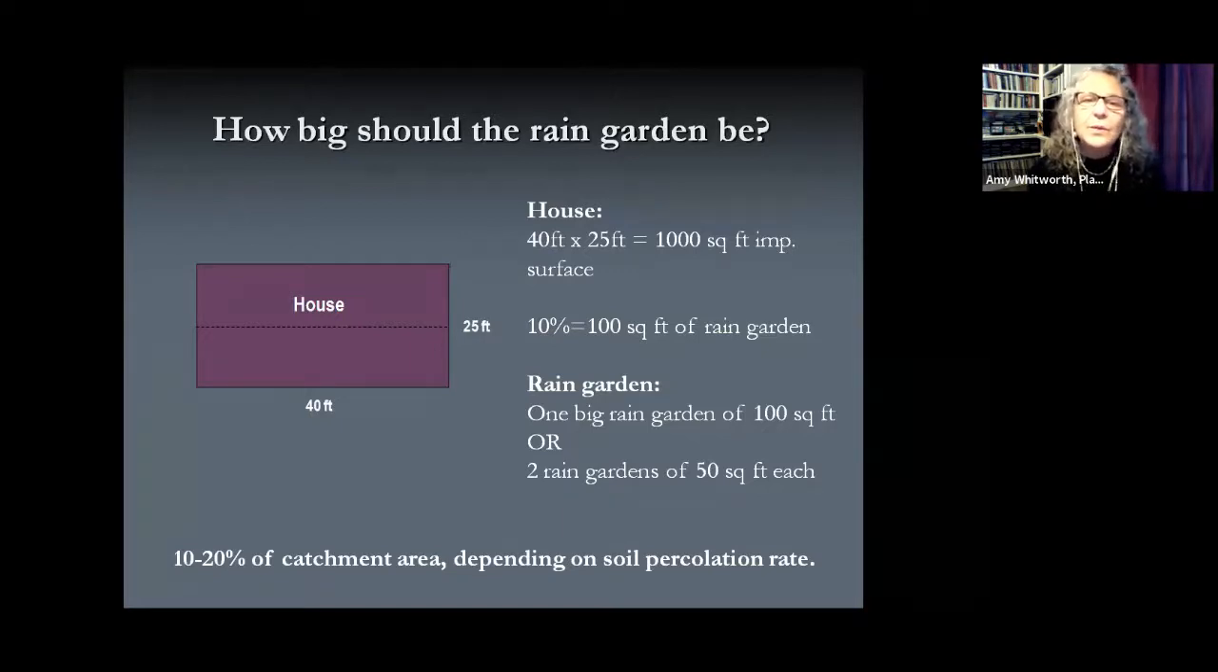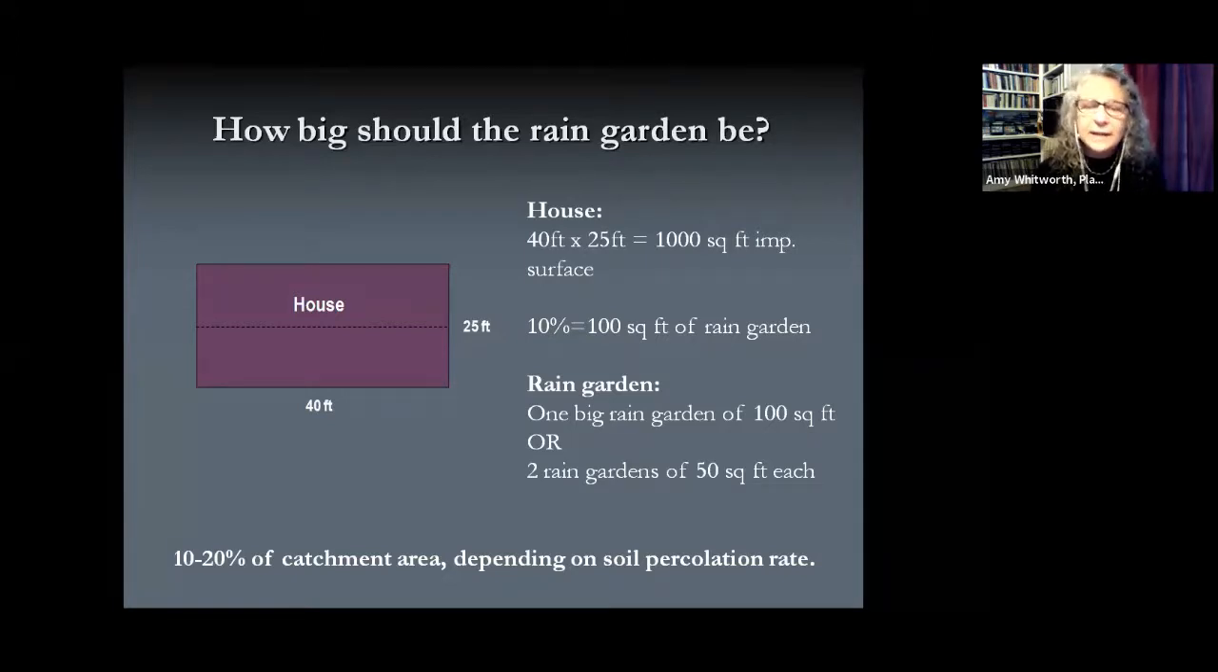And so for our rain garden, we're looking for basically 10% of the roof area. If we move the decimal point over one position, we'll see that's 10%, and that would be 100 square feet of rain garden. So 1,000 square feet of roof at 10% would be 100 square feet of rain garden. If we made one big rain garden for the entire house, that would be 100 square feet.